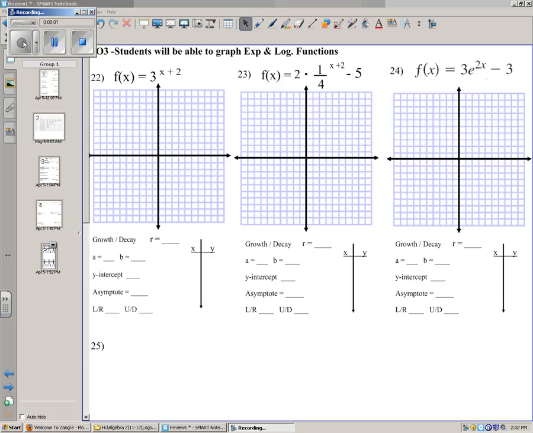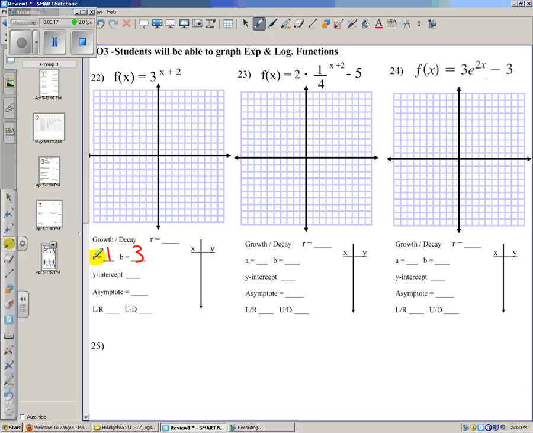Okay, we're going to work on the graphing part of the review now. So before I graph, I'm going to go through and talk about A, B, the y-intercept, and all of those things. On the first graph, we've got A is 1 and B is 3. And we talked about that A and the y-intercept are the same thing. So that means my y-intercept is going to be 1.